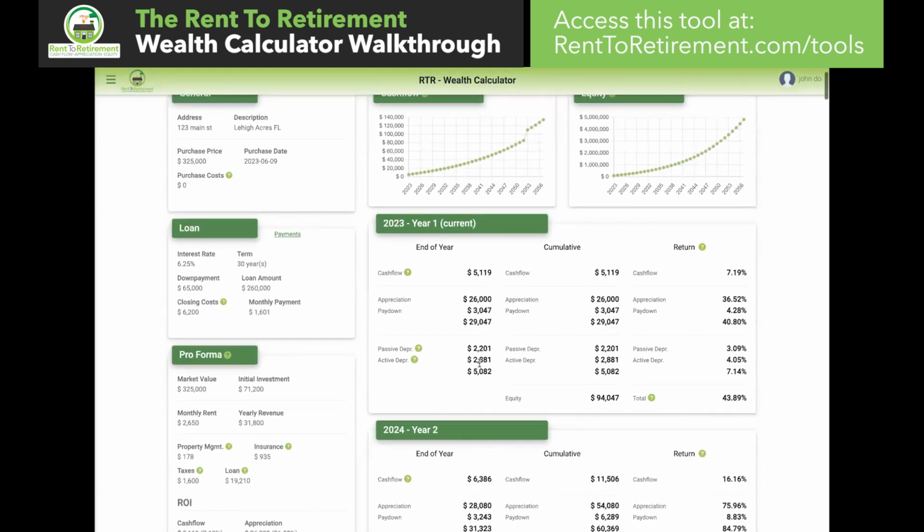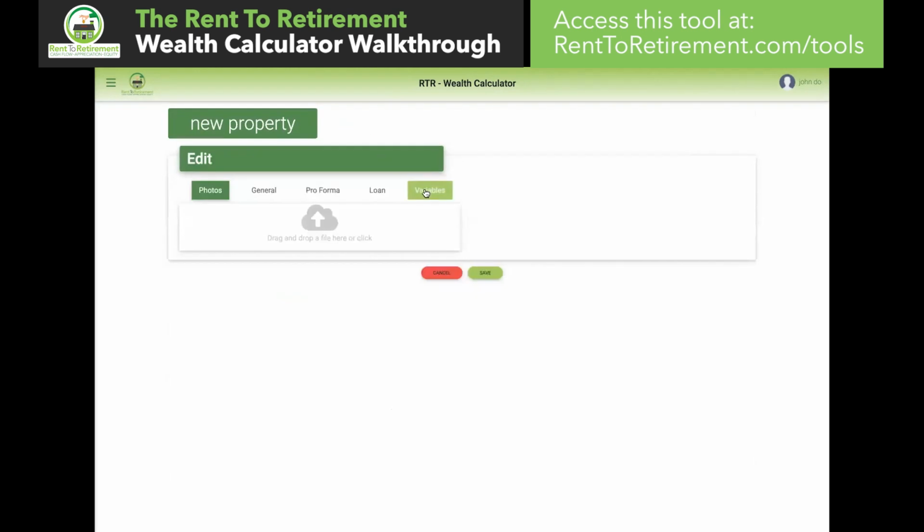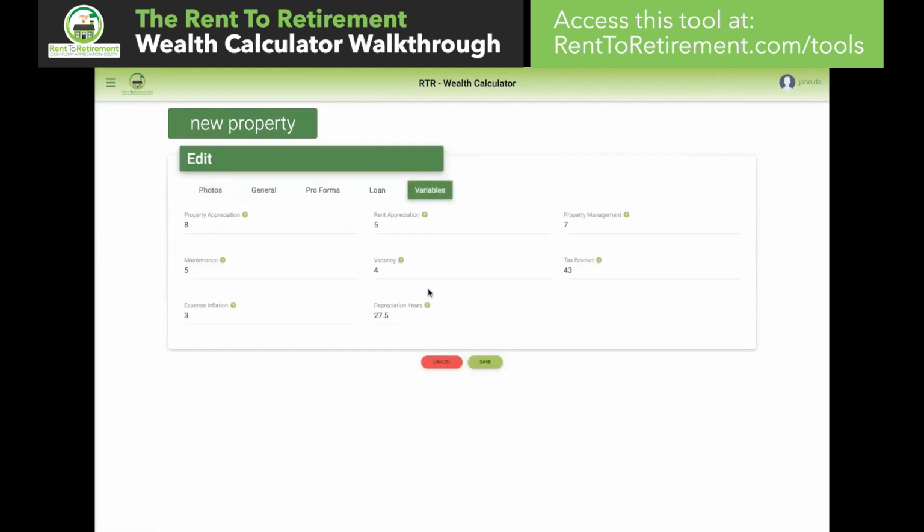This is your new assumptions, and you can kind of see how this property is performing. If you want to go back in and change some of these variables, please note that you have to change the variables per property. You can't change it for your portfolio as a whole. And we did that intentionally because each property, especially if you're diversifying across multiple markets, likely has different input data.